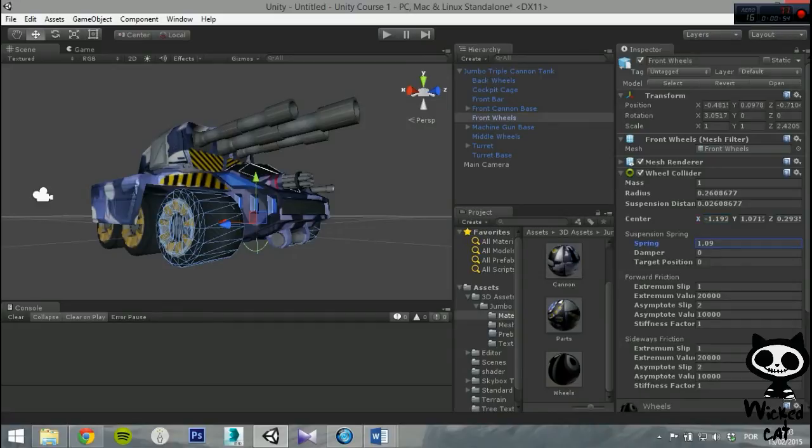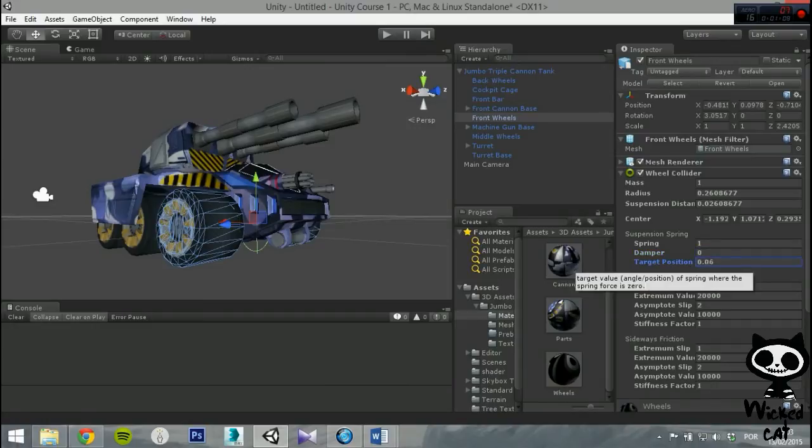Moving on, you have a section of parameters dedicated to suspension spring. The spring parameter sets the spring force, which attempts to reach the target position. Bigger values make the suspension reach the target position faster. The value you set on damper dampens the suspension velocity. Larger values make the suspension spring move slower.